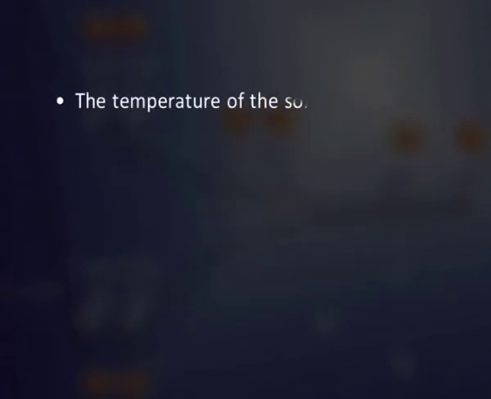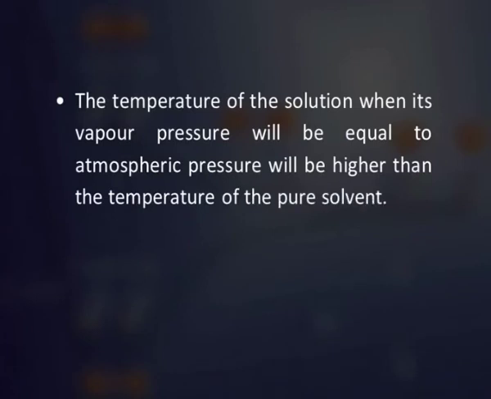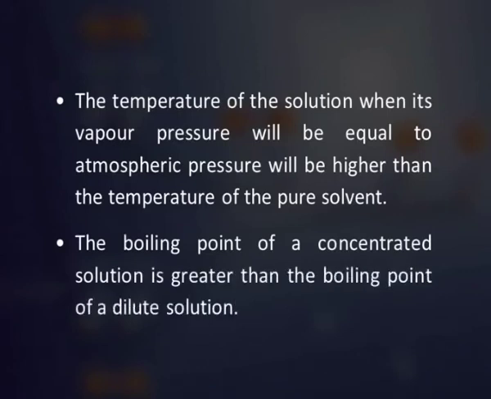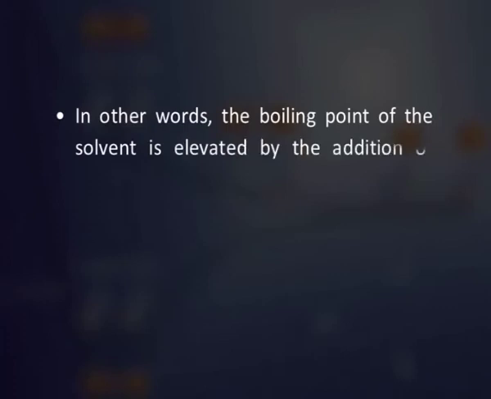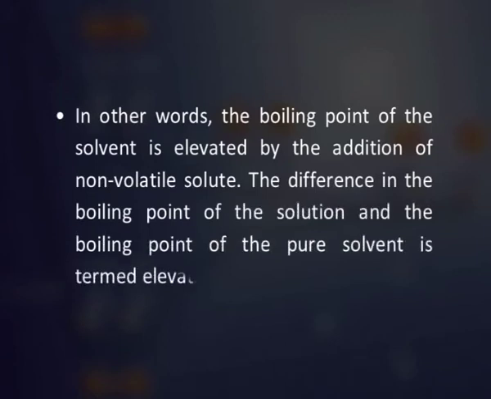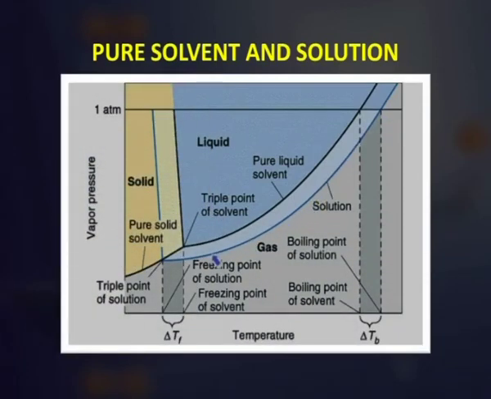Hence, the temperature of the solution when its vapor pressure is equal to atmospheric pressure will be higher than the temperature of the pure solvent. The boiling point of a concentrated solution is always greater than the boiling point of a dilute solution. It can also be said that the boiling point of the solvent is elevated by the addition of a non-volatile solute. The difference in the boiling point of the solution and the boiling point of the pure solvent is termed elevation in boiling point. In the phase diagram for pure solvent and solution, you can see that the vapor pressure of the solution decreases, hence the boiling point of the solution increases. This increase in boiling point is known as elevation in boiling point.